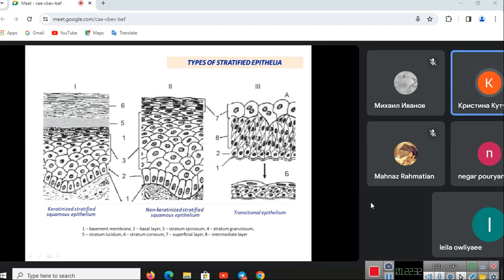Stratum spinosum is the same as in the keratinized stratified squamous epithelium, also cells with different shape and rounded cell nuclei. Spinosum means small projections of the cells, which are seen in high magnification. We will see them later. And transitional epithelium also has 3 layers: basal layer, intermediate layer, and superficial layer.